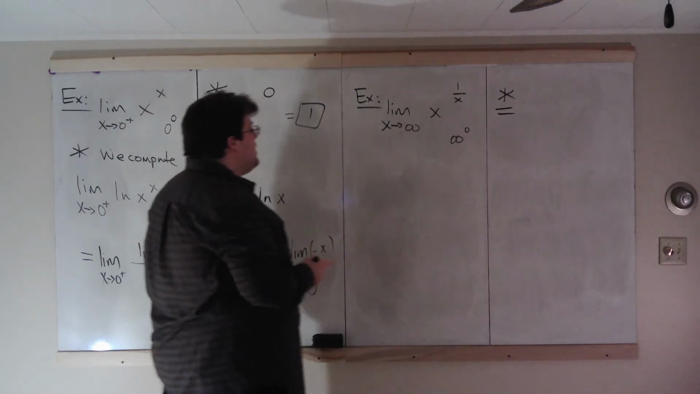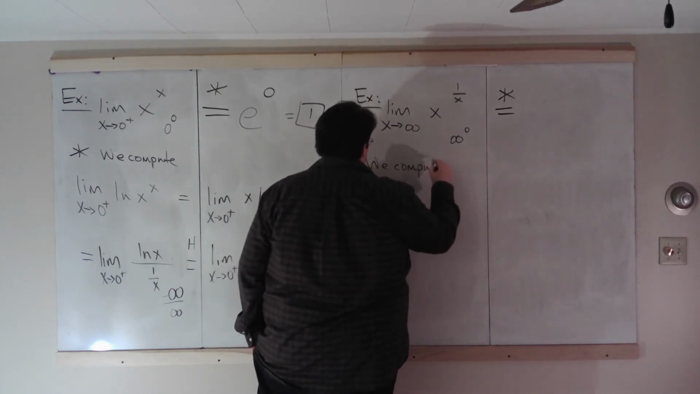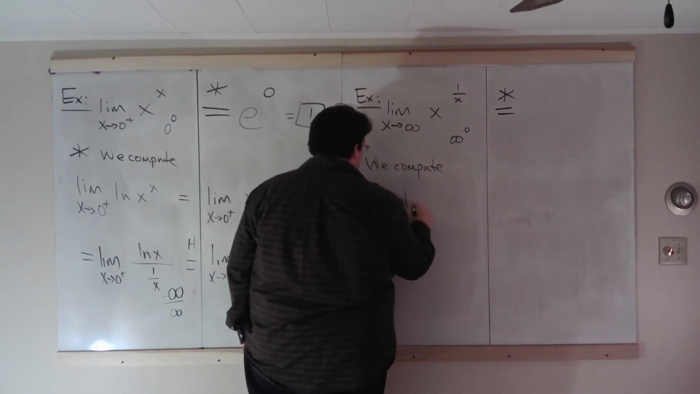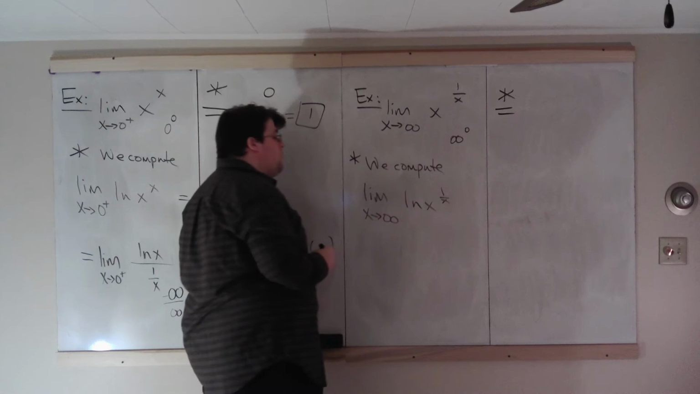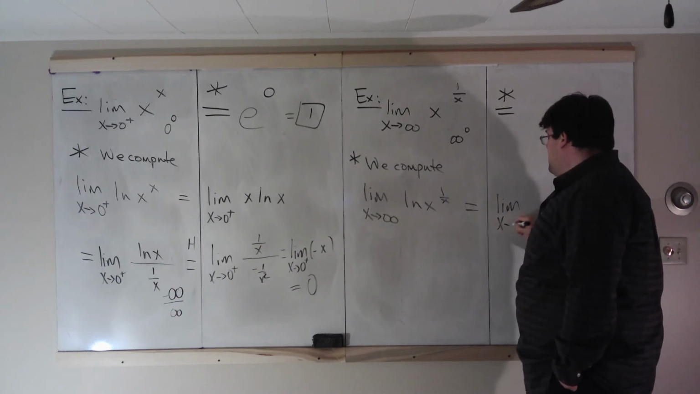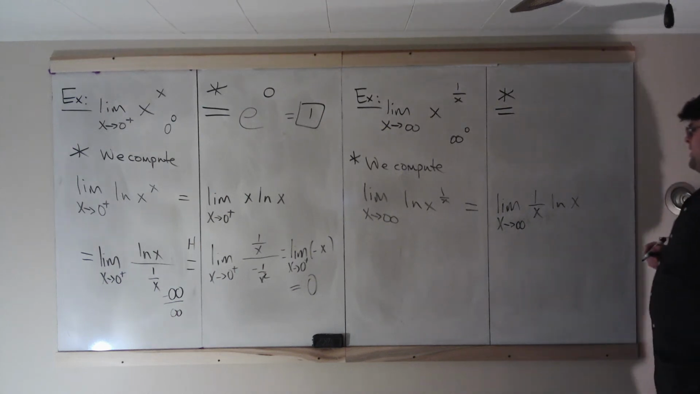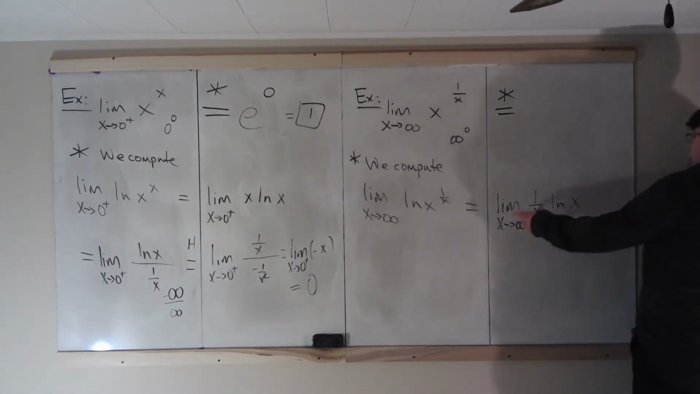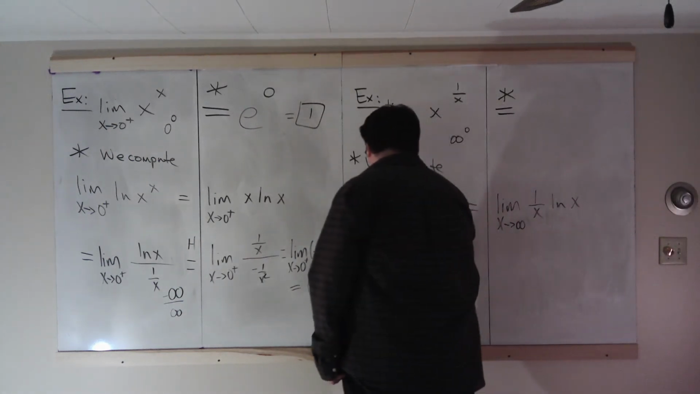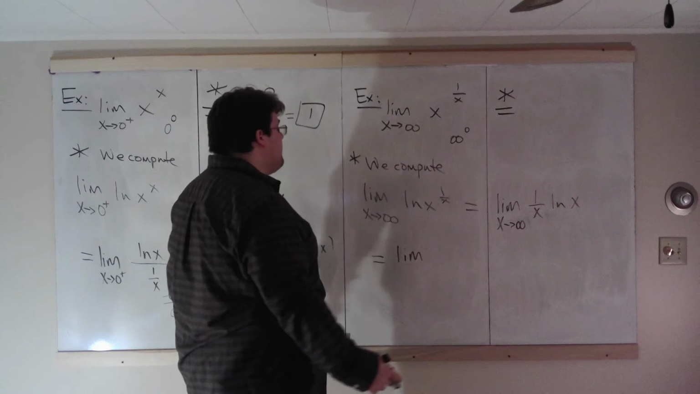So let's do the logarithm work on the side. So we compute the limit as x goes to infinity of log of x to the 1 over x. Well, that again, the 1 over x is going to come out front. And right here, the way it's written, we now have a 0 times infinity. So we're going to put this 0 in the denominator. And with one like this, it naturally just goes into the denominator because it's already written as a fraction.